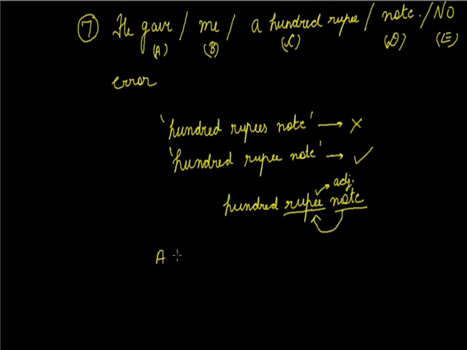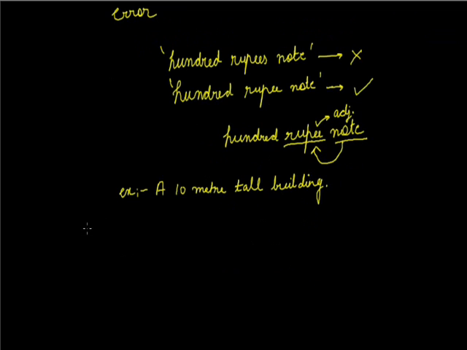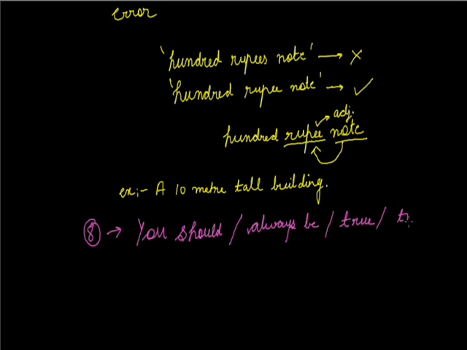A 10-meter tall building. A 10-meter tall building. This is one more example of the correct usage of the rule. Let's move ahead. Next example, number 8 or point number 8. You should always be true to your words.